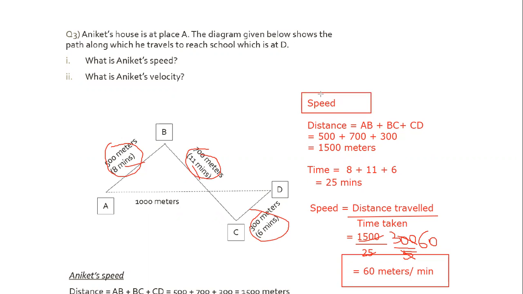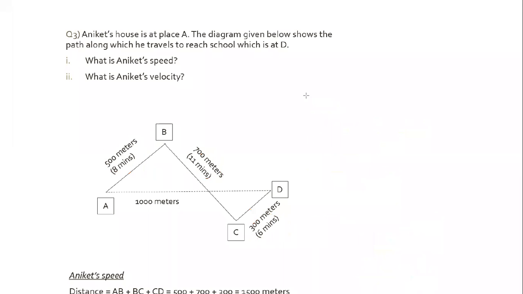Now let's find our velocity. We are going to find out our velocity. What is the first step that we take to find out velocity? We find out displacement, right? And what is the formula of displacement? Final position minus initial position. So we will find displacement, which is equal to final position minus initial position.